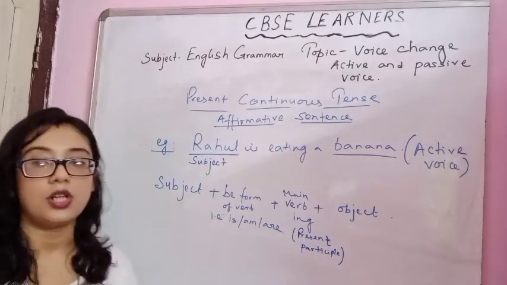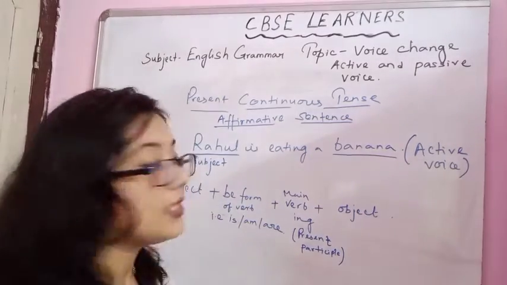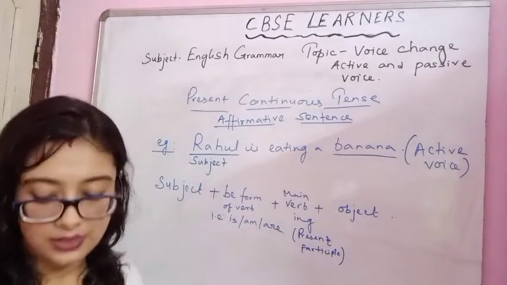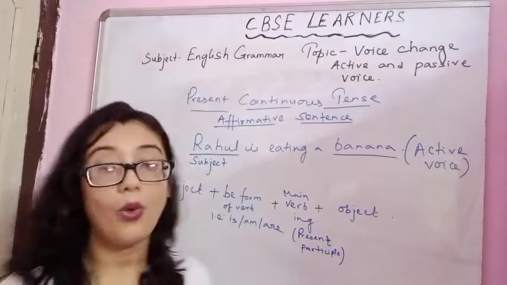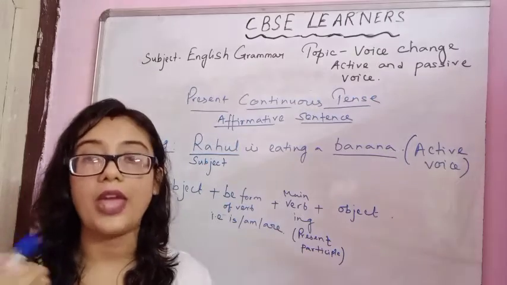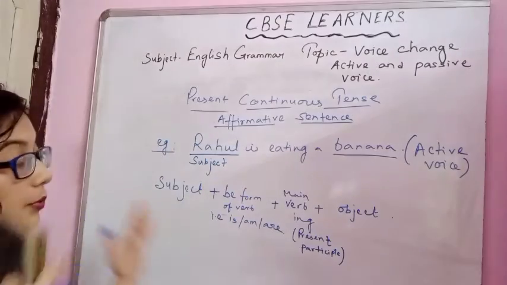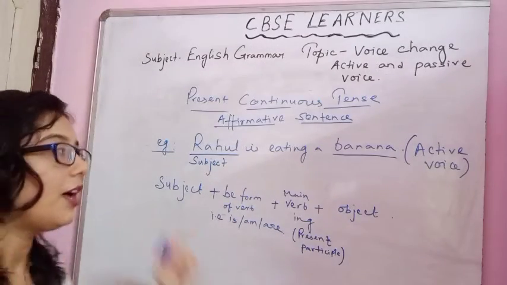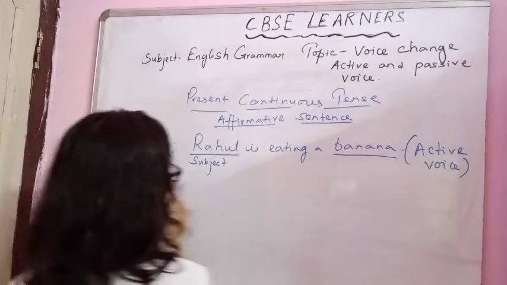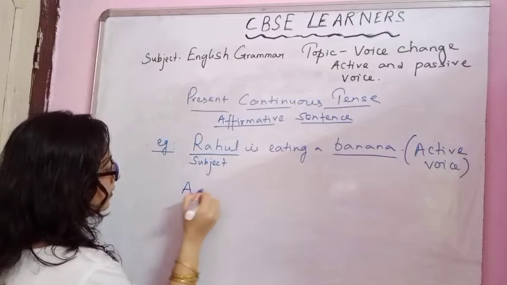Now let's construct the formula for passive voice. Let me convert this into a passive sentence. In case of passive voice, what will happen? The object will be in focus. So we have to focus on the object, not on the subject. So let's bring the object, which is a banana, first. Let me bring the banana first. So a banana.